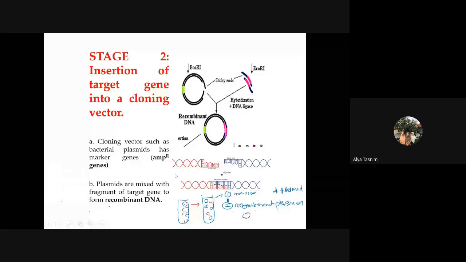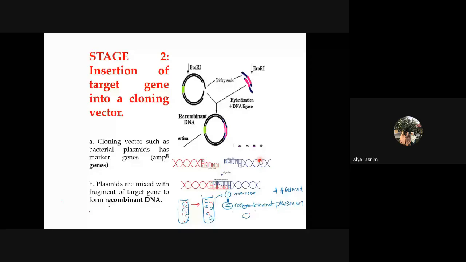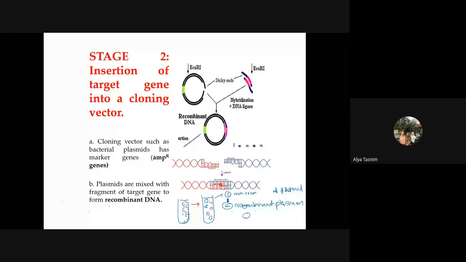So let's say the red is the foreign DNA and the blue is the plasmid, as you can see from the diagram. Okay, so they will produce the same sticky ends that are complementary with each other. So this will produce recombinant DNA. Okay, so possibility dia bila mixkan together sama ada dia produce non-recombinant plasmid. The other one is recombinant plasmid.